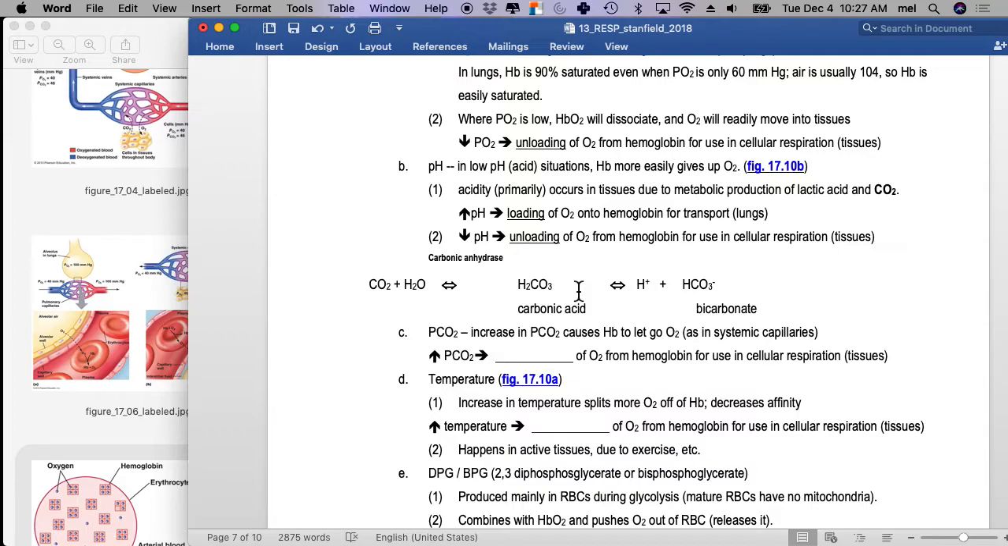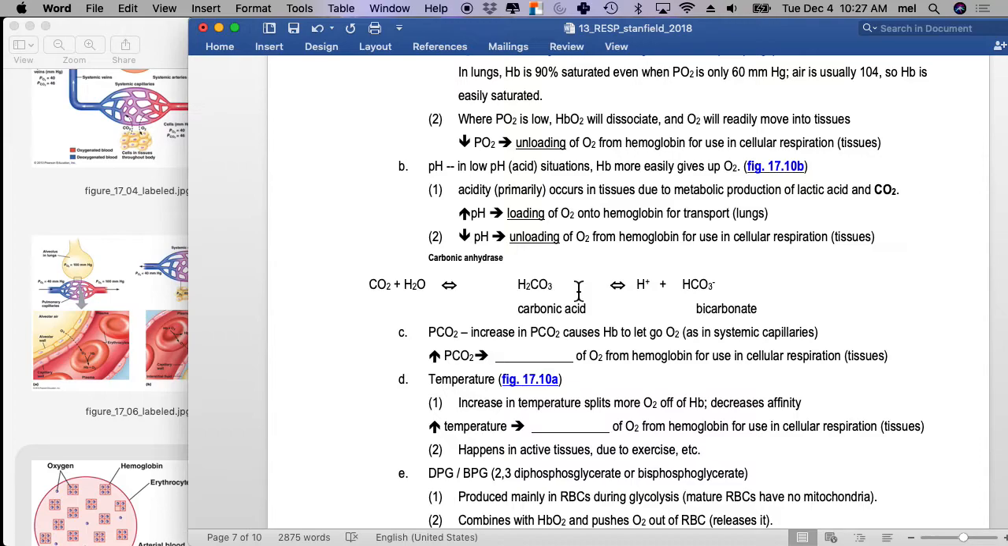And this isn't as obviously different at systemic versus pulmonary capillary beds, but it's obviously different in respiring tissues, right? It's tissues that are really active, right? You're going to generate more BPG or DPG. Okay, so let's do a summary and make it all sort of make sense.